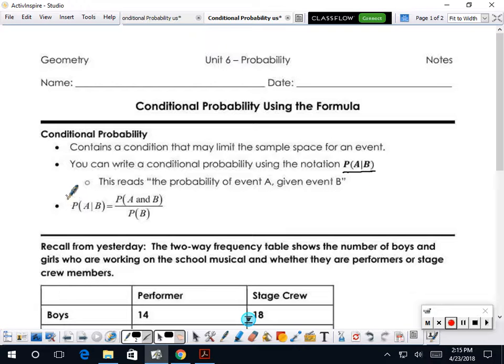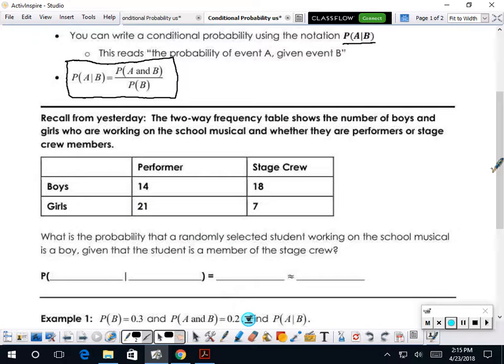Okay? So, looking at the formula, it's still the same concept from Friday. Same thing we were doing, but this time it's mostly going to be in words. So we have probability of A given B is equal to the probability of A and B divided by the probability of B. Okay, so recall from Friday, it says yesterday, but whatever.